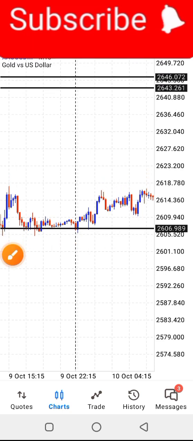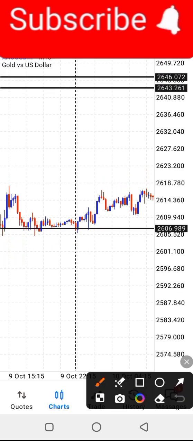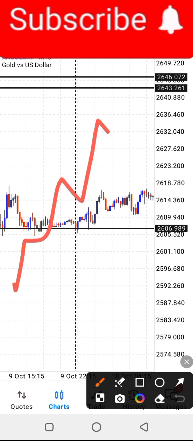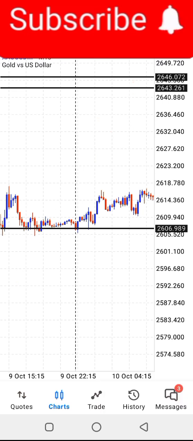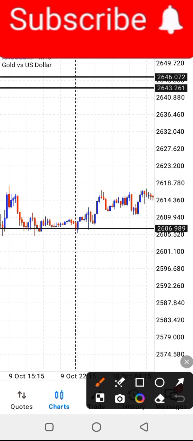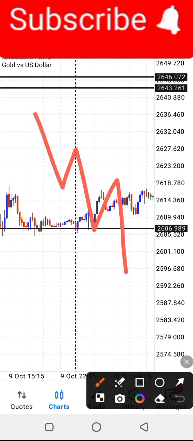So the very first thing you need to identify when you come to the gold charts: I'm using the 15 minutes time frame anytime I'm using this system. The first thing you need to identify is a trend. The market needs to be moving in a certain direction, either an uptrend where you'll be seeing higher highs and higher lows, or a downtrend where you'll be seeing lower highs and lower lows.